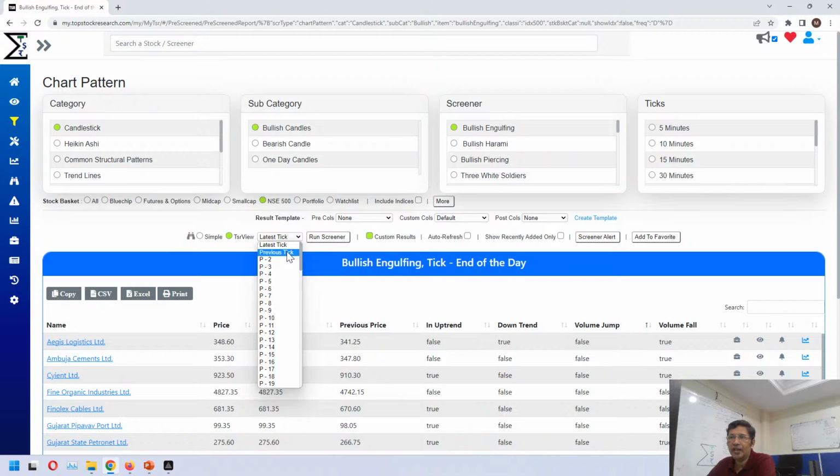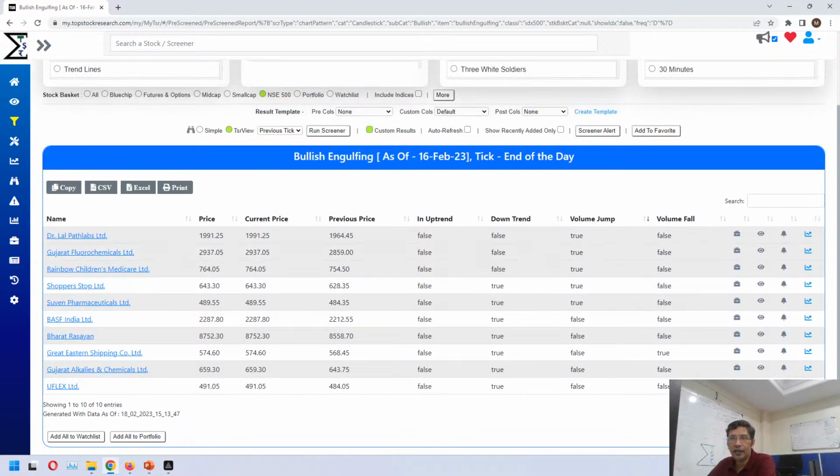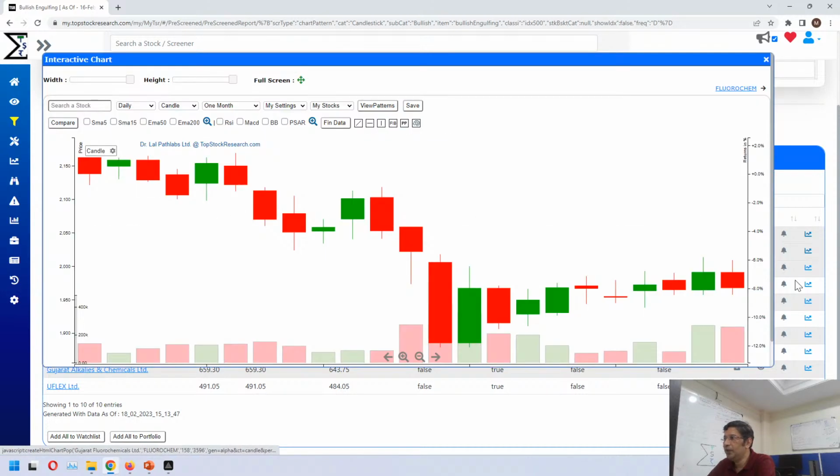So go and look at the previous candle. These are the ones where the engulfing happened in the previous candle. Look at the volume jump. So it was with a good volume jump. So over here, despite the market being bad, it didn't go down below the previous candles, right?